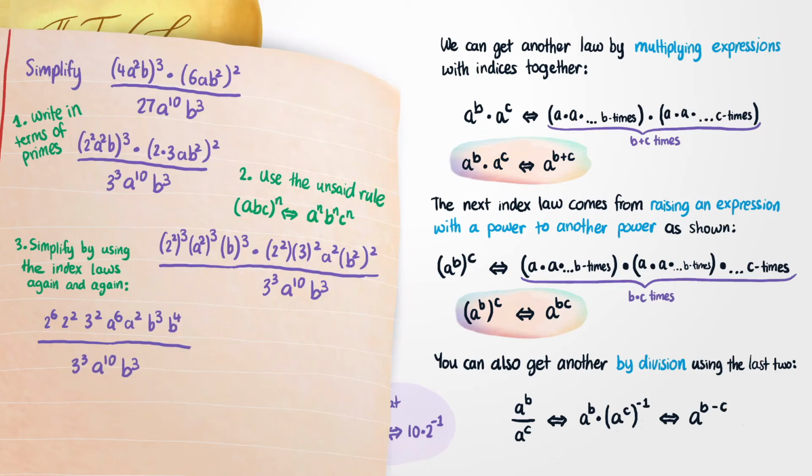Now after this, I'm going to multiply 2 to the power of 6 by 2 to the power of 2 using this rule over here. We know that this is going to turn into 2 to the power of 8. Then we also know that a to the power of 6 times a squared is also a to the power of 8. And b cubed times b to the power of 4 is also b to the power of 7, because 3 plus 4 is 7.